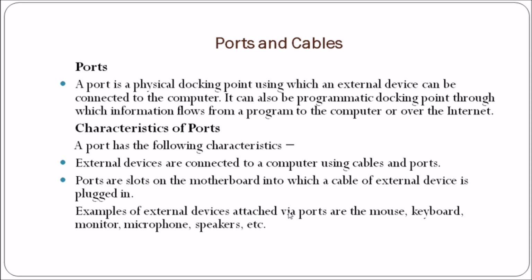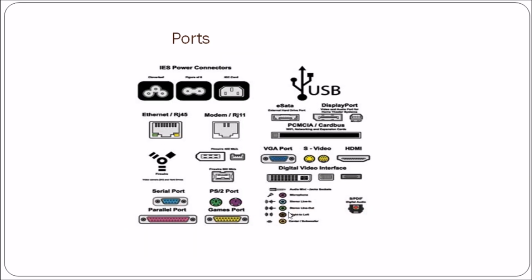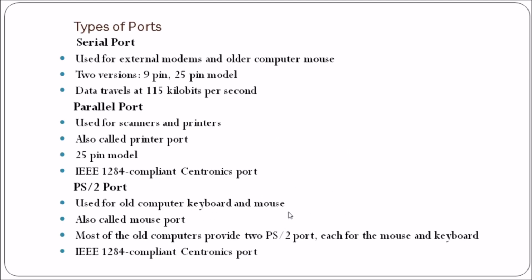Ports are slots on the motherboard into which a cable of an external device is plugged in. Examples of external devices attached through ports are the mouse, keyboard, monitor, microphone, speakers, etc. So these are the ports. Types of ports. Serial port, used for external modems and older computer mouse. Two versions are used, 9-pin and 25-pin model. Data travels at 115 kilobits per second.